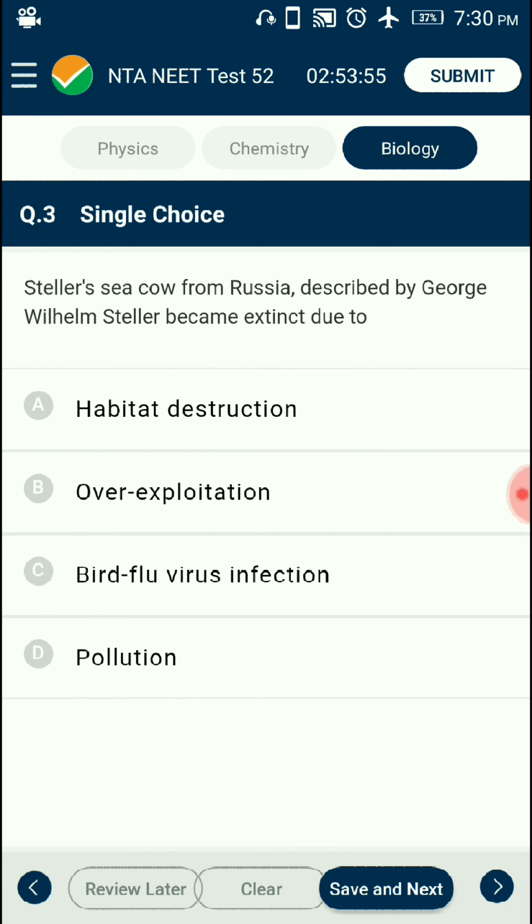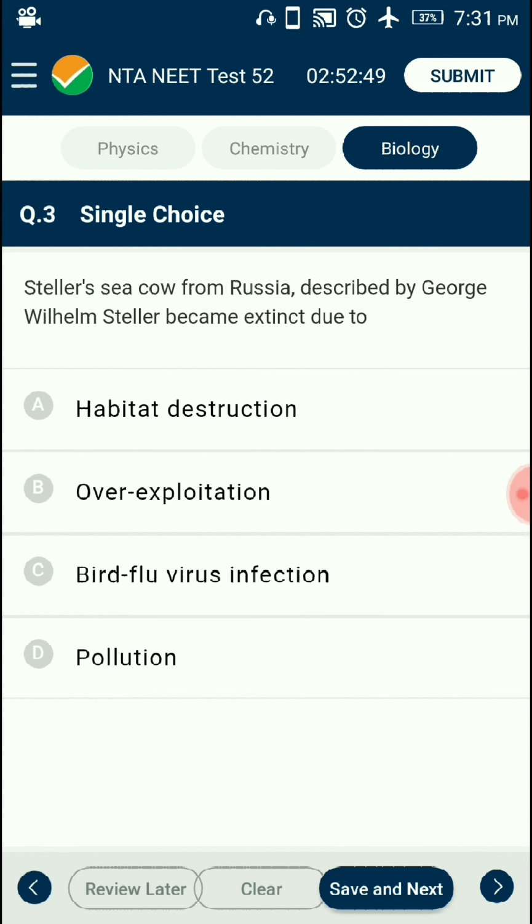Question number 3. Steller's sea cow from Russia, described by Georg Wilhelm Steller, became extinct due to what? Overexploitation is one of the four major causes of biodiversity loss, as humans depend on nature for their needs and as a result overexploit the natural resources, leading to loss of biodiversity. IUCN has recorded in the last 500 years the extinction of 785 species. Some examples of recent extinctions include dodo, quagga, endemic in Africa; thylacine, endemic in Australia; Steller's sea cow, endemic in Russia; and three subspecies of tiger.